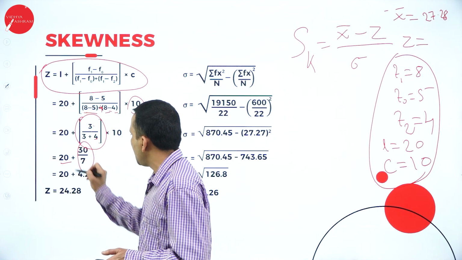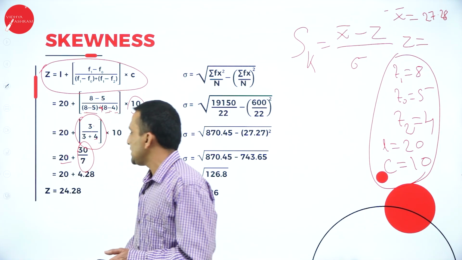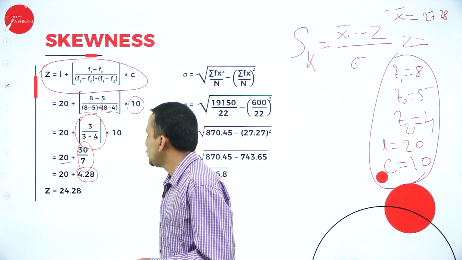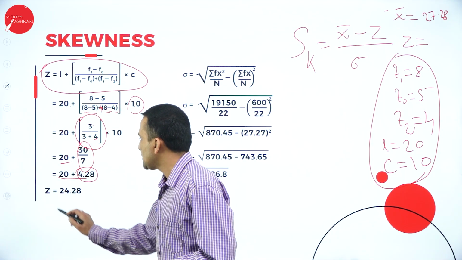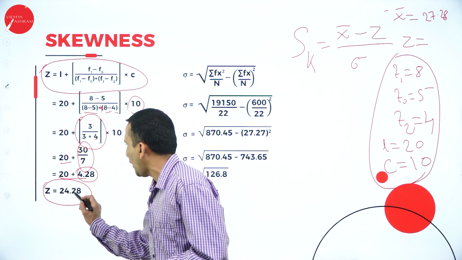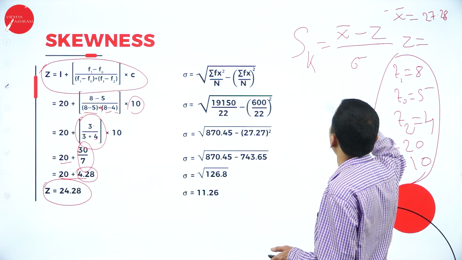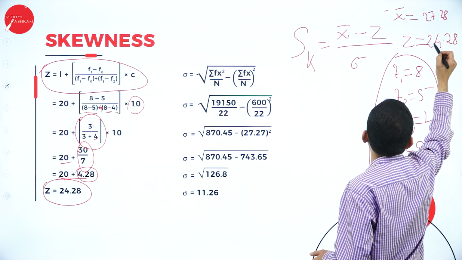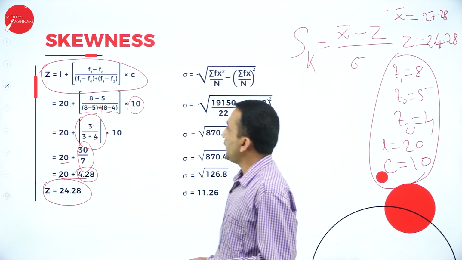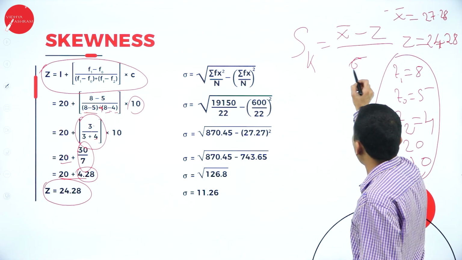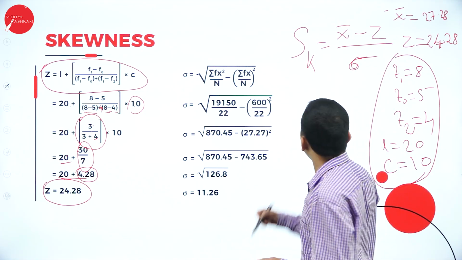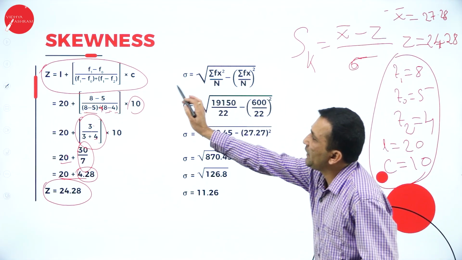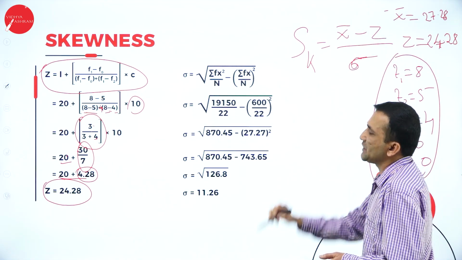Now I just want to simplify this one. The 20 as it is I am writing. 30 divided by 7, I am getting 4.28. Now after taking this total, the mode value is 24.28. Okay, we are getting the mode value 24.28. Now we need to decide which formula we need to apply: the standard deviation formula, because we got the x bar value and the mode value. Using the respective formula, we need to get the value for standard deviation.